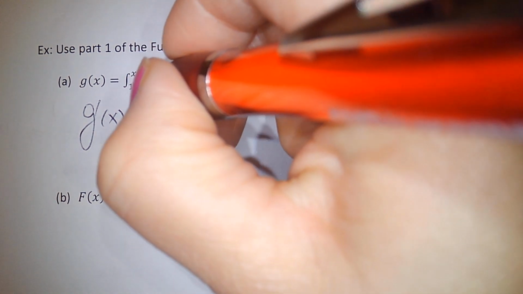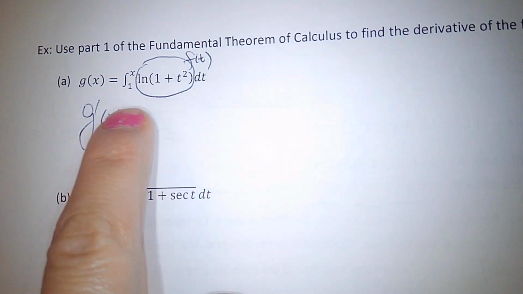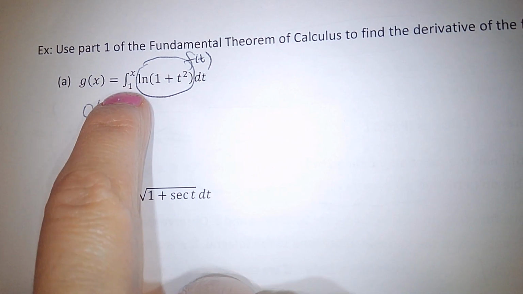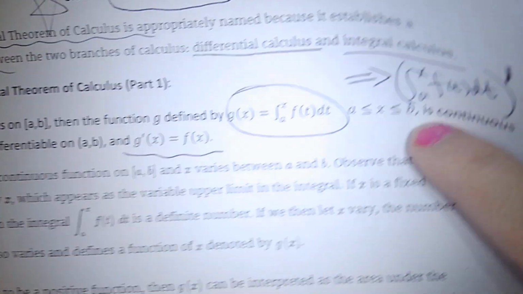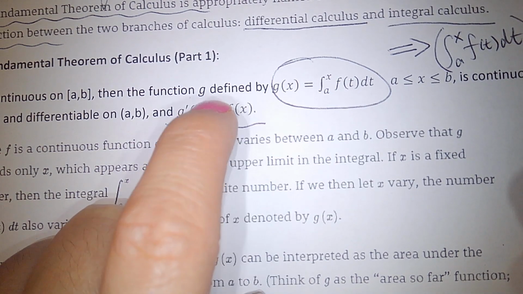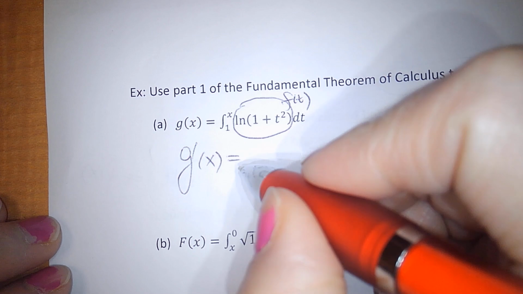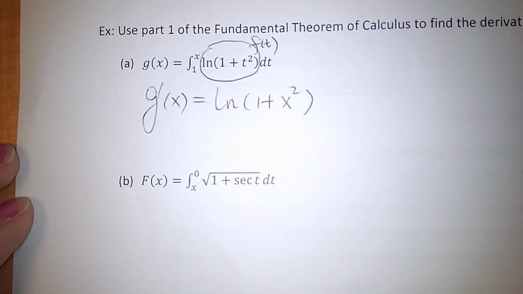What is f? This is f of t, right? If g of x is defined by the integral from a to x of f of t dt, g prime of x equals what? f of x, right? So we only need to find out what f is. And then eventually it is ln of 1 plus x squared. Done.